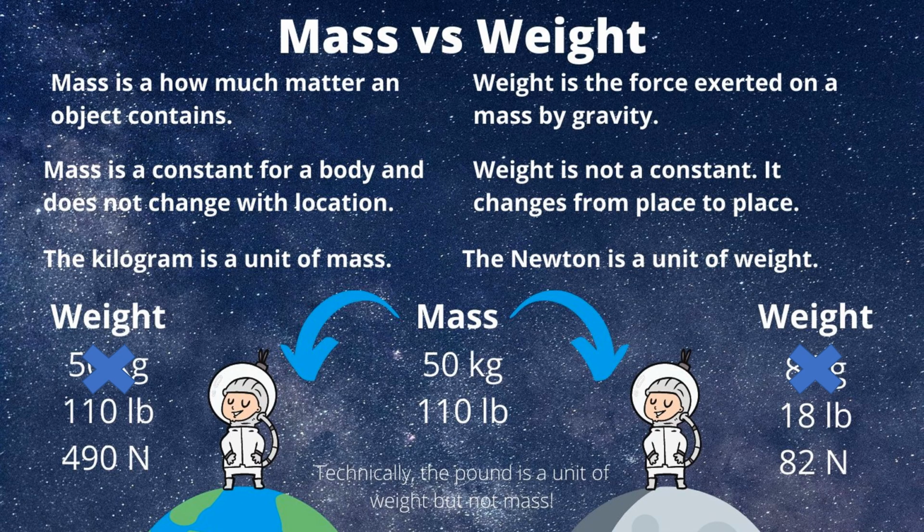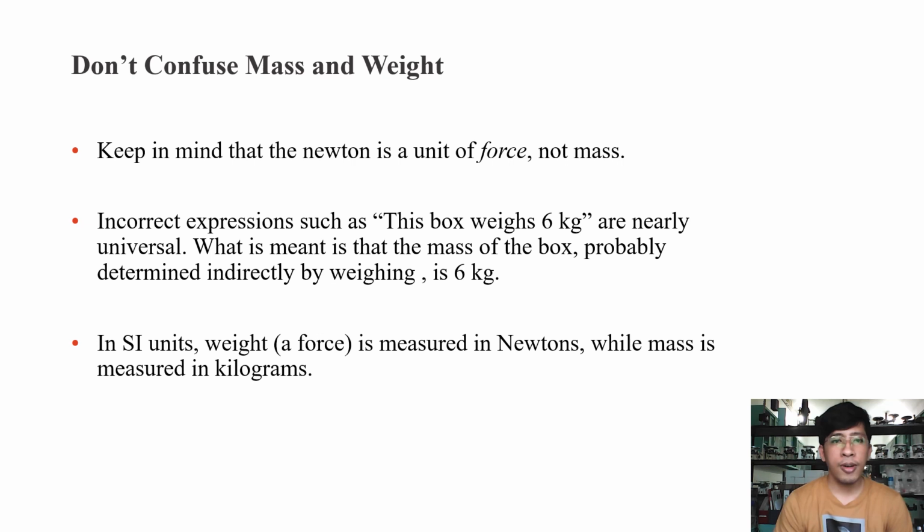So this is an easier picture of how you're going to differentiate your mass and your weight. Mass is how much matter an object contains, while weight is the force exerted on mass by gravity. Mass is a constant for a body and does not change with location, while your weight is not constant. It changes from place to place. Again, technically, the pound is a unit of weight, but not of mass. So don't confuse your mass and your weight. Keep in mind that newton is a unit of force, not mass.